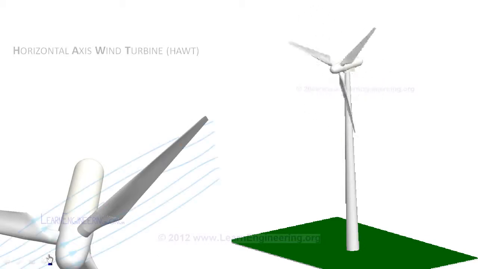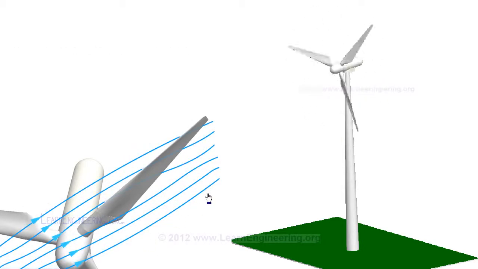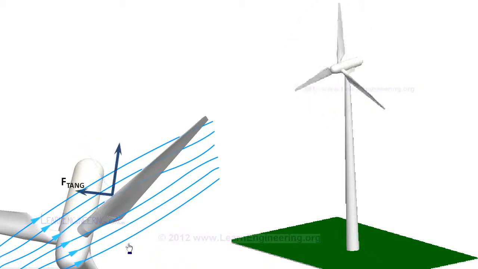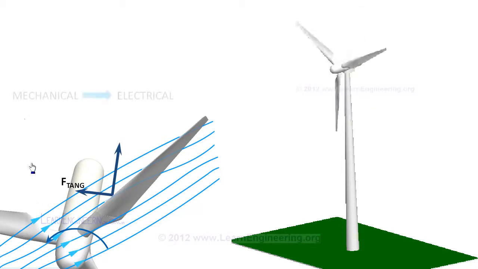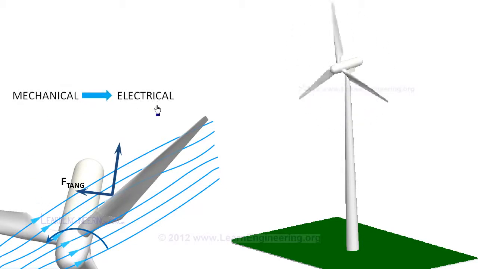When wind with high energy passes over specially shaped wind turbine blades, it induces a lift force. The tangential component of the lift force will make the blade rotate. This low-speed rotation will be transformed to high speed with the help of a gear mechanism inside the nacelle. A generator in the nacelle will transform the mechanical energy obtained to electrical energy.